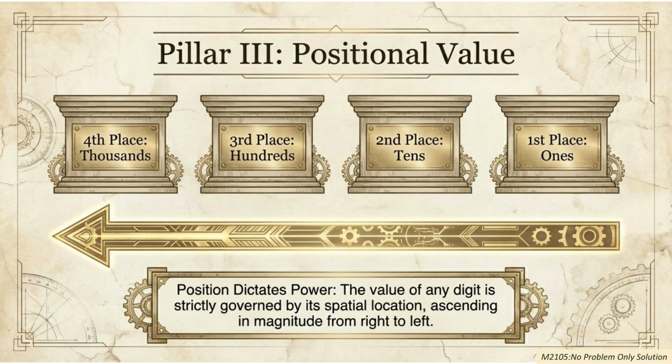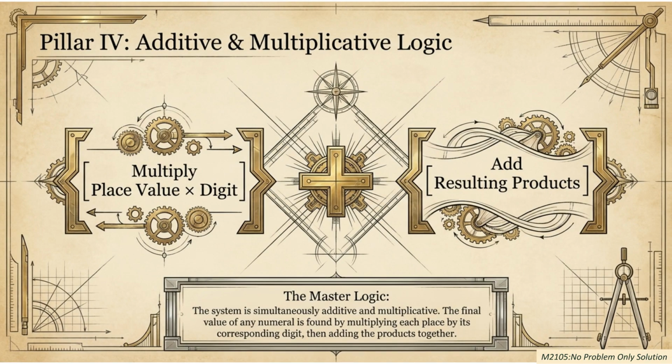Pillar 3 is positional value. Here, the value of a digit is strictly determined by its spatial location, ascending in magnitude from right to left. Pillar 4 covers the system's additive and multiplicative logic. The final value of a numeral is found by multiplying each place by its digit and adding the products.